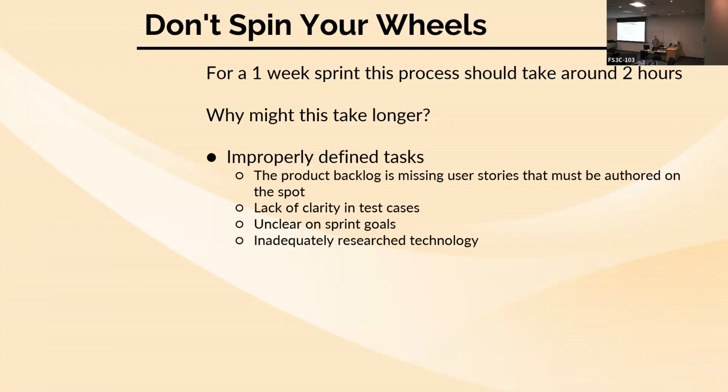usually either your product backlog is just missing user stories, right? So you're having to write them on the fly. And that's going to take a lot longer than if you're just estimating existing user stories rather than writing them at that moment. Or the clarity in the test case is very unclear, so you have to write the clarity at that moment, or you're unclear on the sprint goals themselves. That would be a problem here.